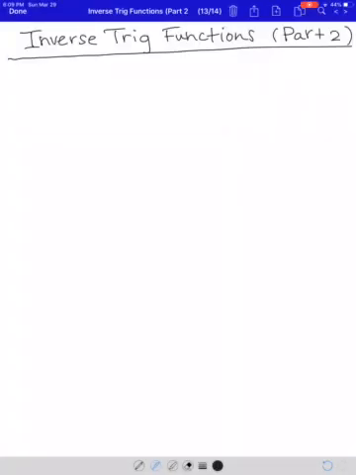So let's continue talking about inverse trig functions. In the last video, we saw that the sine function takes an angle theta and sends it to a real number y. And its inverse, sine inverse, takes this real number y and sends it to the angle theta. And what kind of theta values are these?